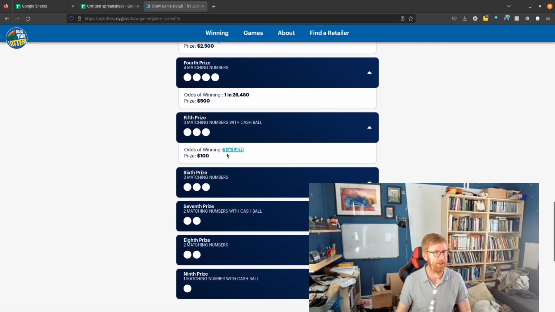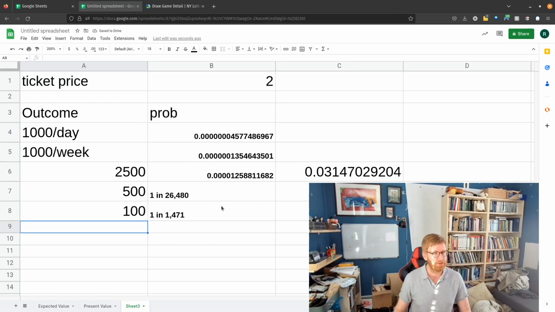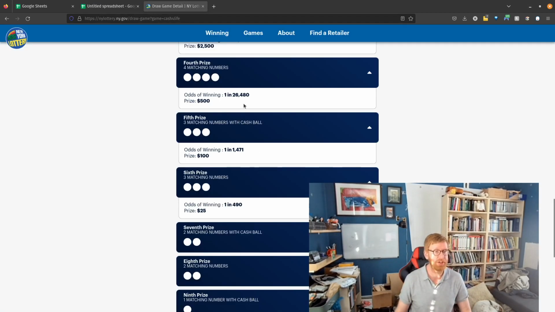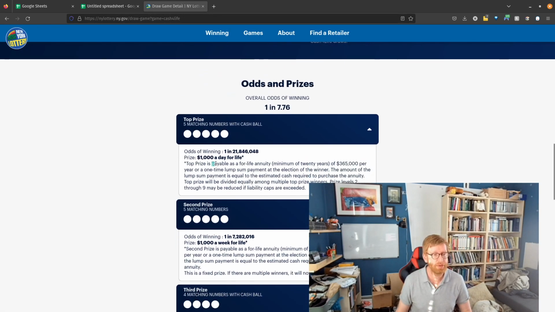I'm going to skip a lot of the actual math, but you are absolutely encouraged to do the details. So actually, let me go ahead and skip to that part. Let's think about what $1,000 a day is worth. Payable as a for-life annuity, minimum of 20 years of $365,000 a year, or a one-time lump sum payment at the election of the winner. Now that lump sum is going to be less than 365,000 times 20, right? They're going to be using this sort of math. The amount of the lump sum payment is equal to the estimated cash required to purchase the annuity. Right? So exactly the sort of thing we're talking about.